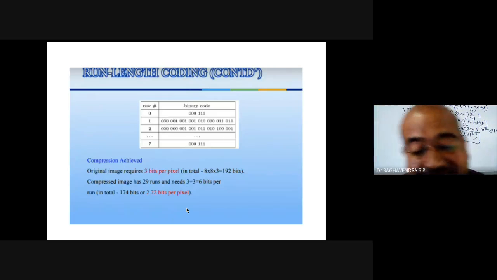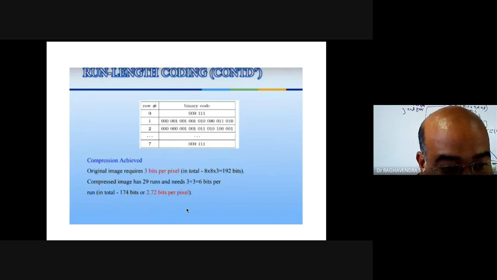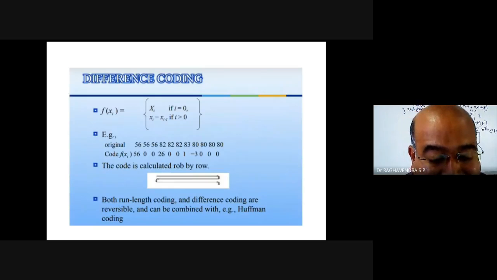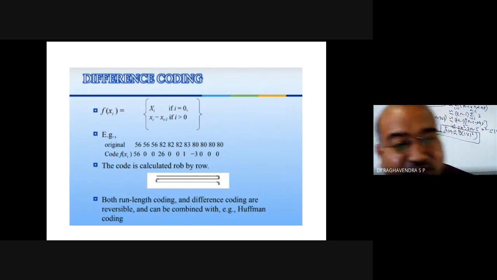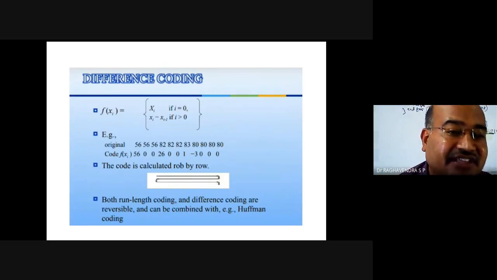Artha aita? Shall we proceed? Yes, sir. Now, so this is all about run length coding. Next one is a difference coding anta barta. Yenappa idu difference coding? The name itself tells everything.